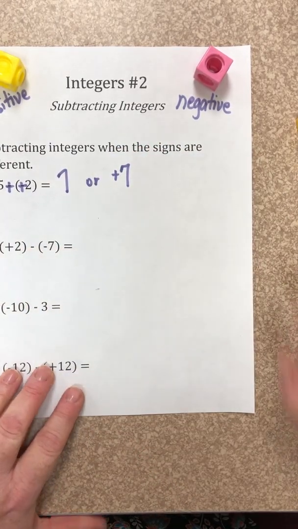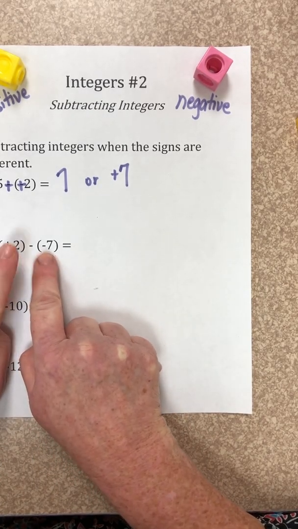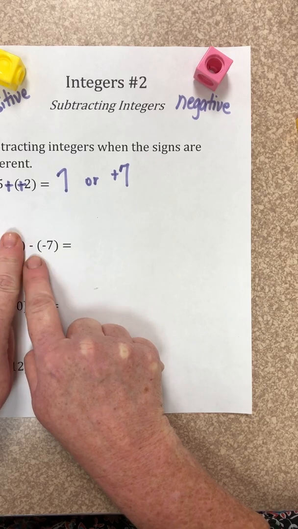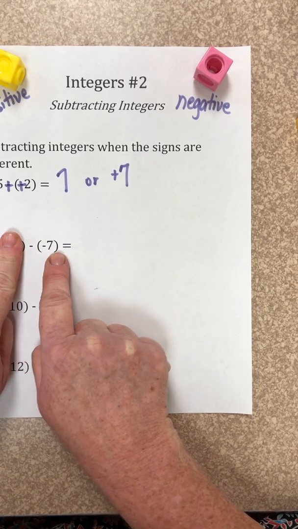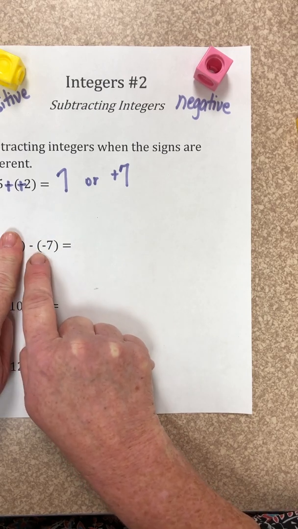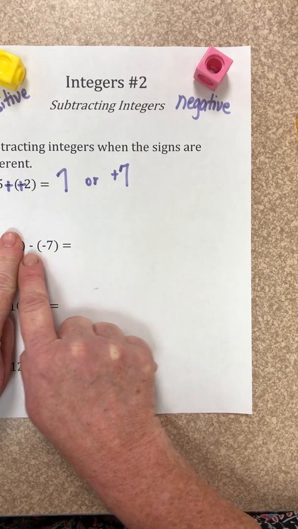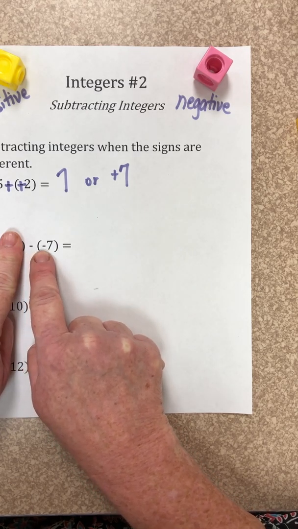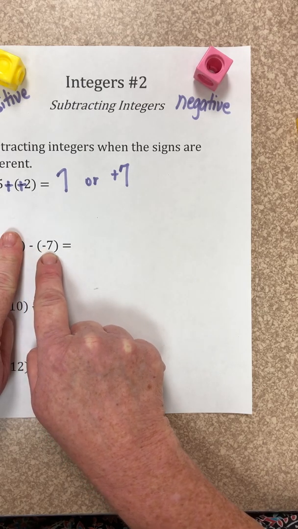Okay, let's look at the next example. This 2 is positive, this 7 is negative, so the signs are different. But now if I look at this part, let's read it together correctly. This is opposite of negative 7. And I'd like for you to say that too. Opposite of negative 7. Opposite of negative 7.